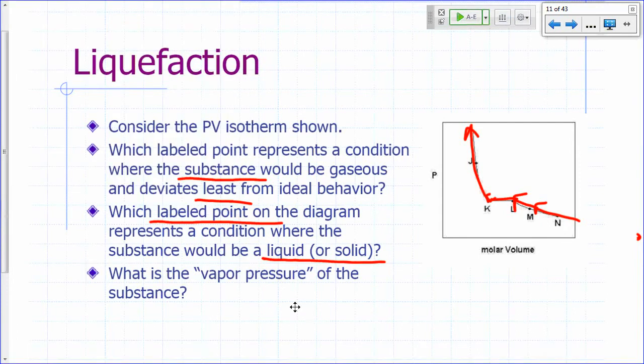All right. What would be the vapor pressure of your substance? At what point is the pressure here equal to the vapor pressure of the substance? That would be the pressure at points K or L, right? So this is the vapor pressure at this temperature.